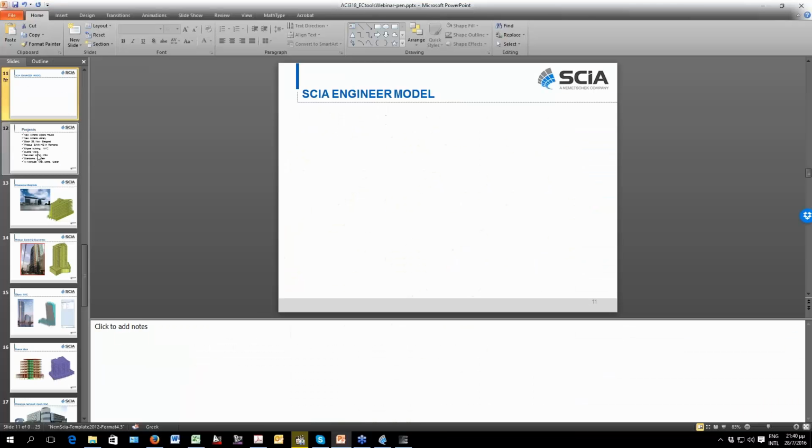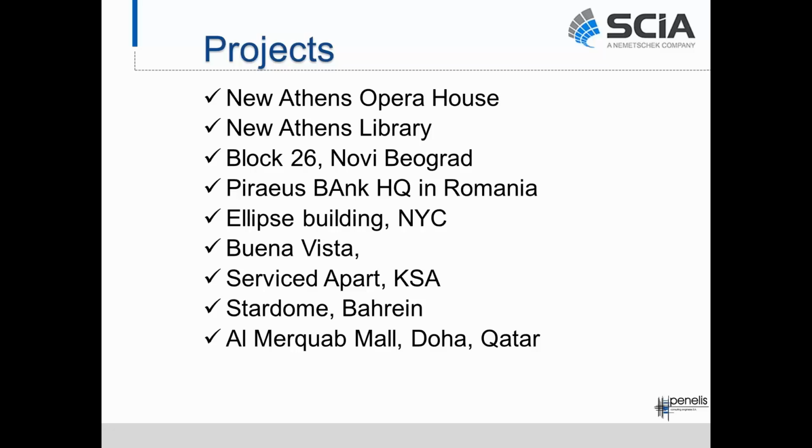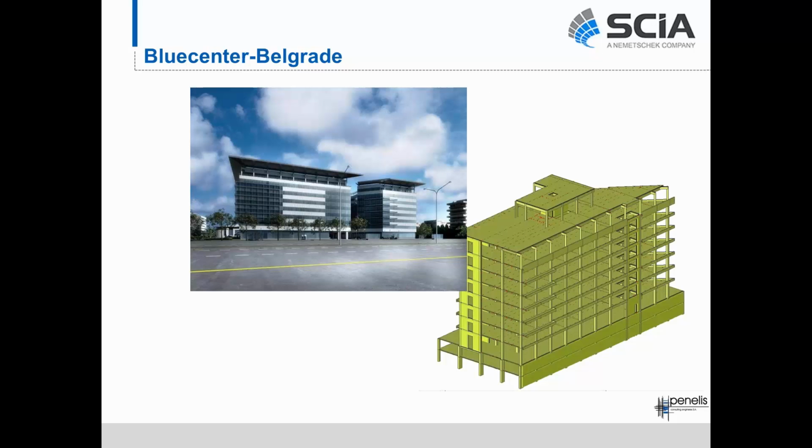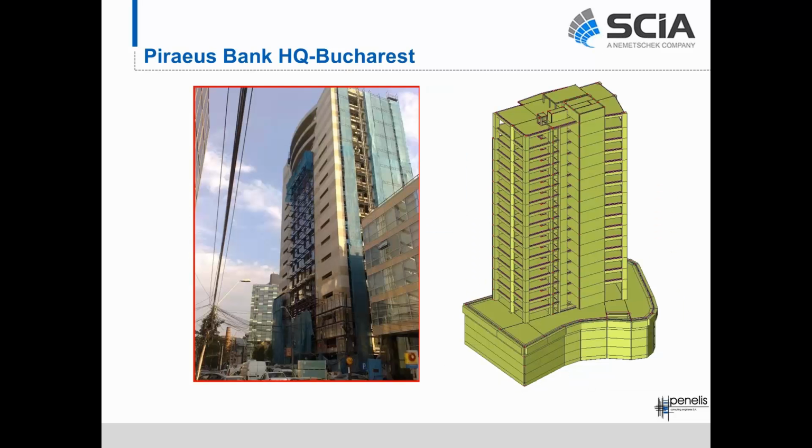What I will do is tell you a little bit more about which projects have been done using this software. So we have the Blue Center building in Belgrade in Serbia, which houses Microsoft and Procter & Gamble. We see here one part of the building modeled in SCIA Engineer. All of the building was modeled in SCIA Engineer. The Piraeus bank headquarters in Bucharest, Romania was also modeled in SCIA Engineer. These are actually done using the Eurocode part of SCIA Engineer.